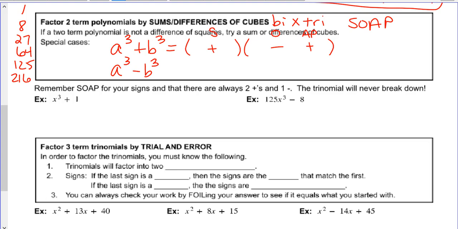Now, what is the pattern to break it down? You need to ask yourself, what do I cube to get an a cubed? Well, it has to be a times a times a.